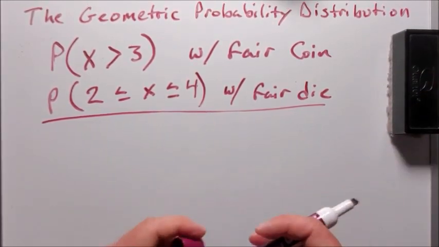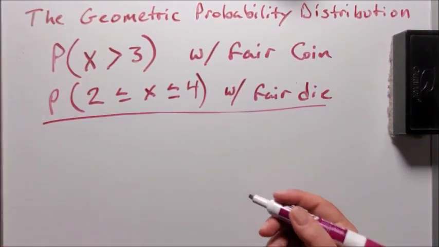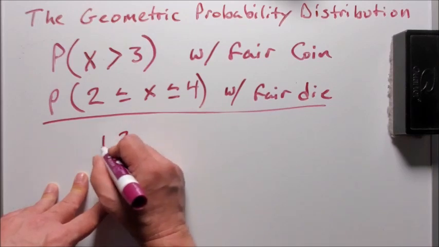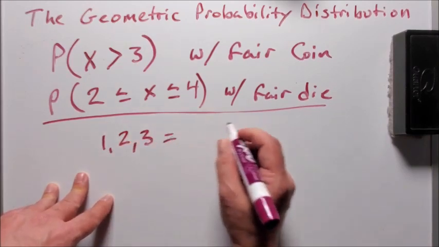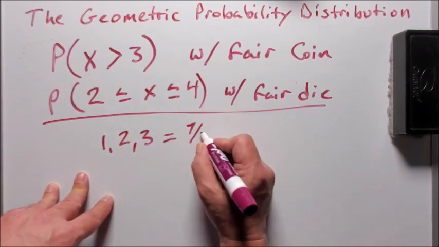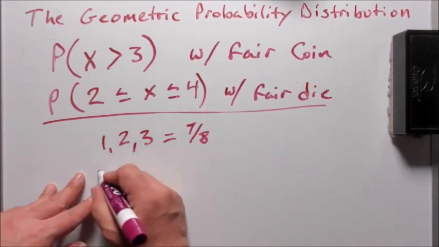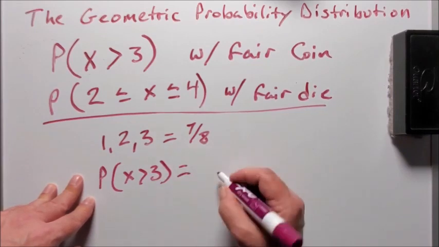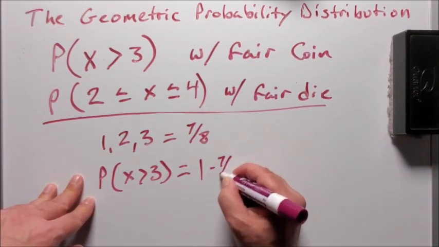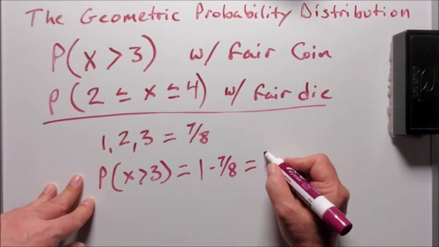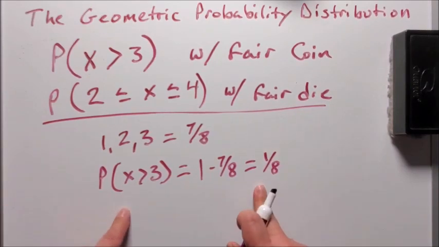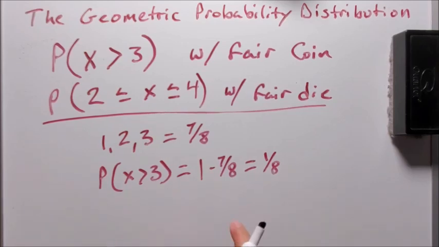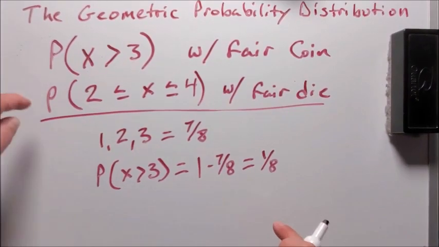You know, I need to finish that problem. We found that the probability of 1, 2, and 3 was equal to 7/8. So that means that the probability that x is greater than 3 is going to be equal to 1 minus 7/8, and that's going to be equal to 1/8. Okay, now we have the answer. I almost passed by that without giving us the final answer. That's it. Now we're ready to do this one.